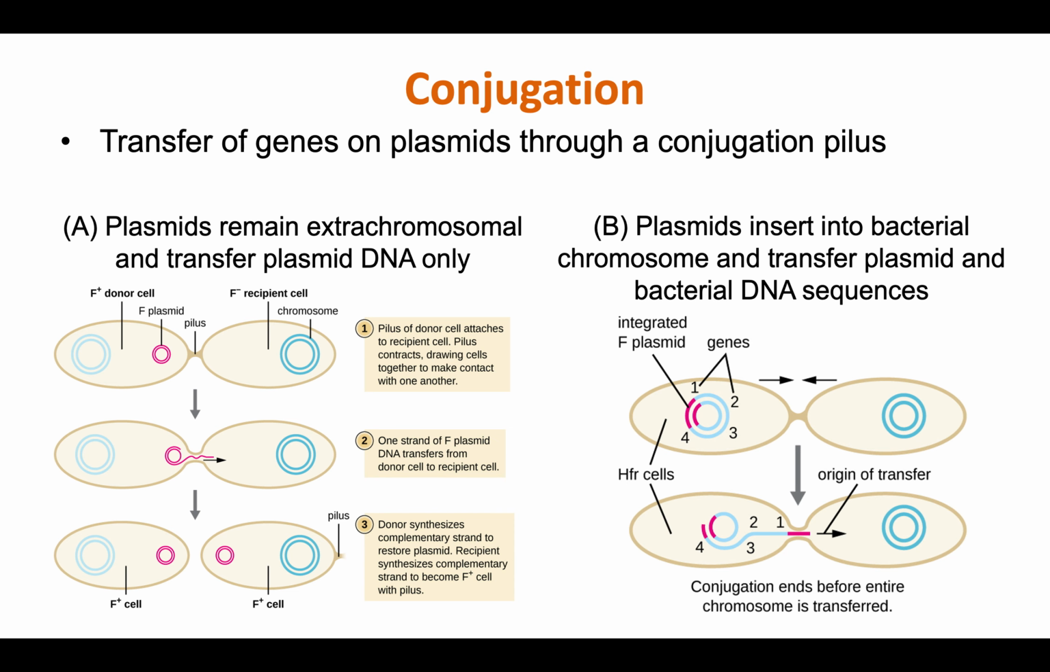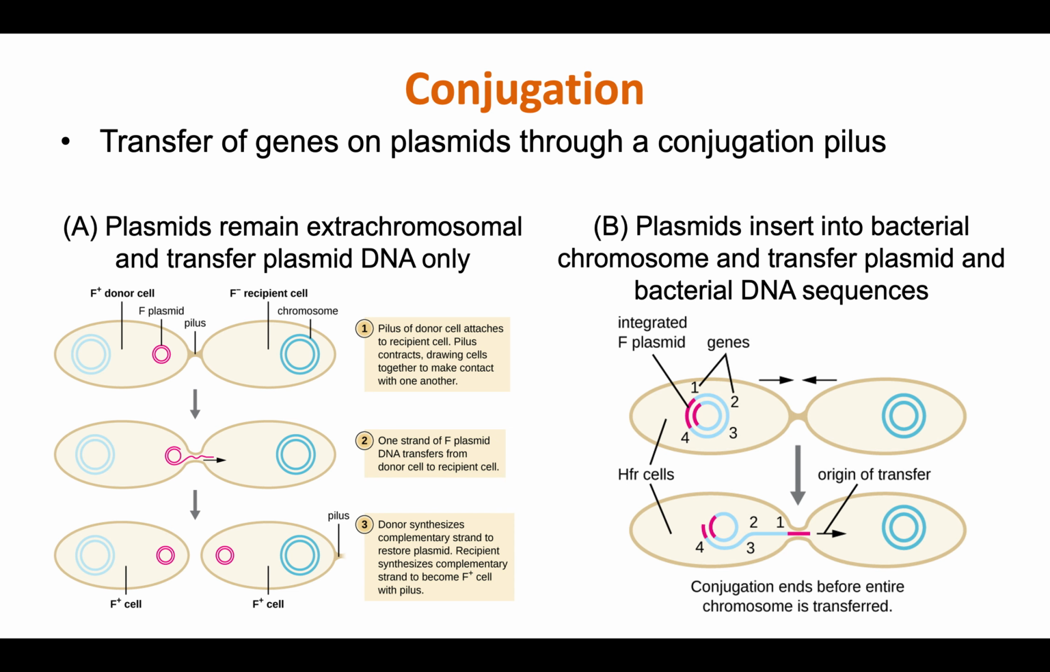You've got a plasmid, the pili will form, and then one strand of the F plasmid is transferred into the new recipient cell. The donor cell will make a complementary strand of the restored plasmid, and the recipient cell will also make the complementary strand of the plasmid. So you end up with two bacterial cells with two F plasmids.